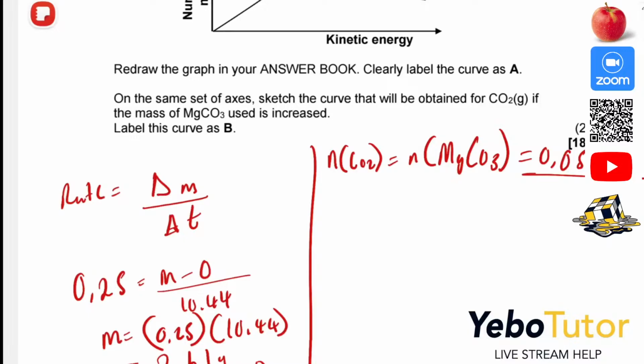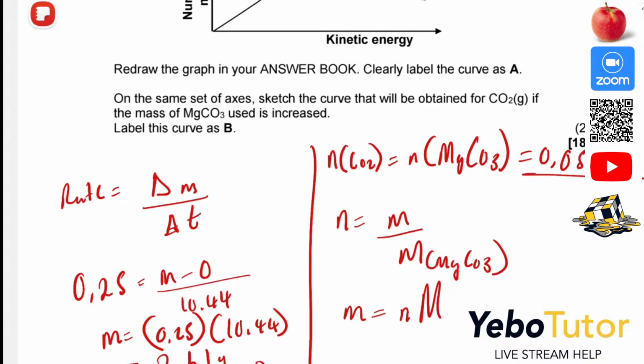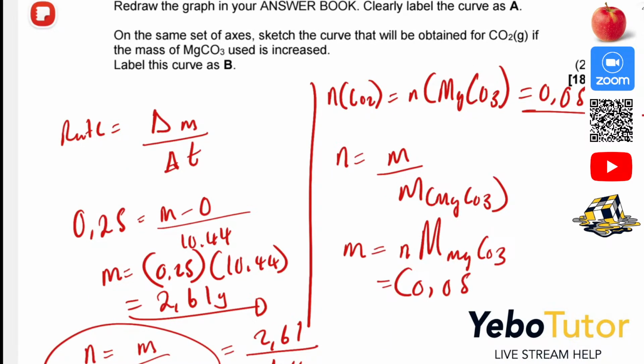So now that we know the number of moles, definitely we can now calculate the mass, because we know that n is equal to the mass over the molar mass. But now we are looking at the molar mass of MgCO3. So the mass will be equal to the number of moles multiplied by the molar mass of MgCO3, and our number of moles is 0.0593. Then you multiply that by the molar mass: Mg is 24 plus 12, that's 36. Then 36 plus 16 times 3, that's 48.